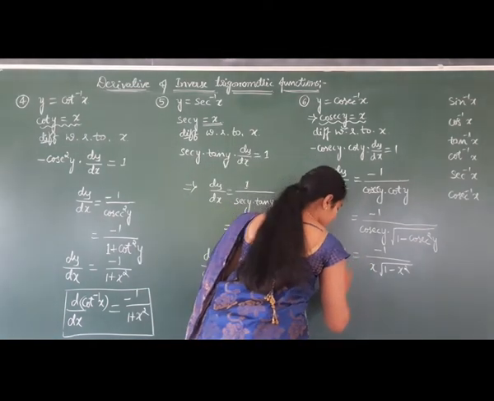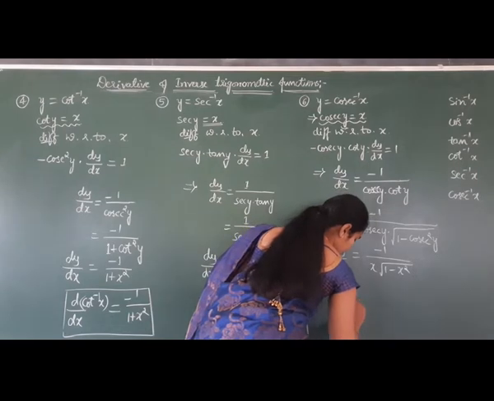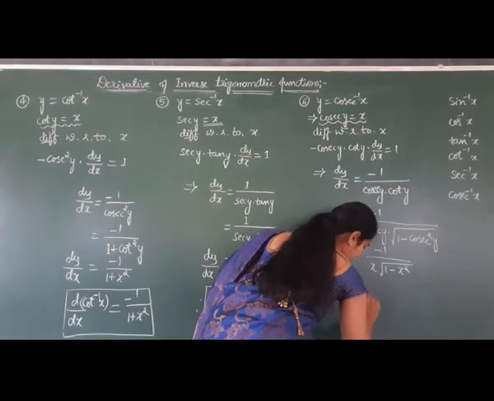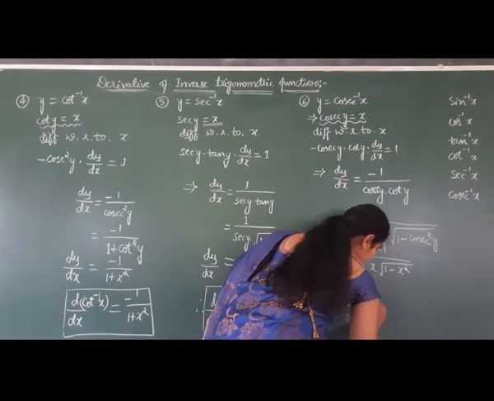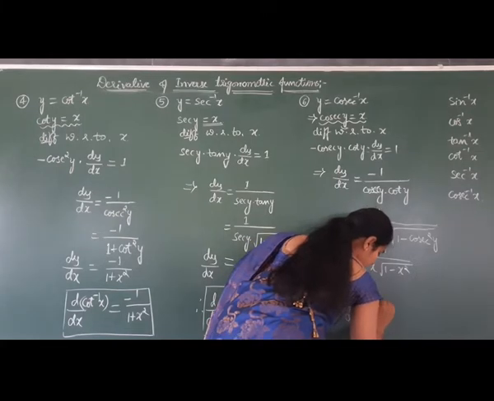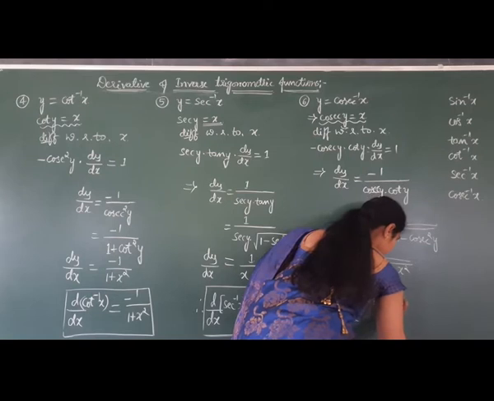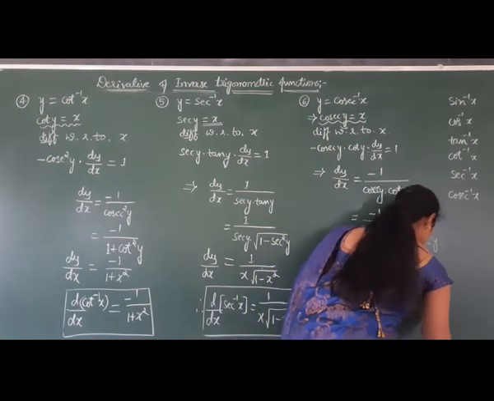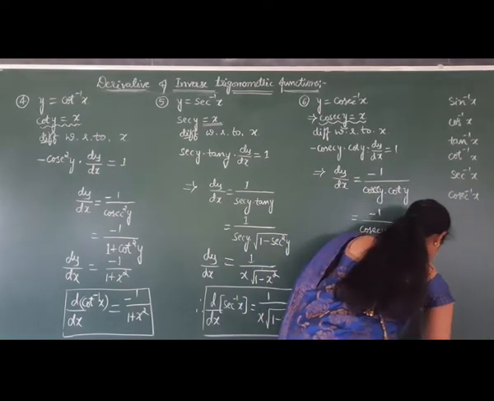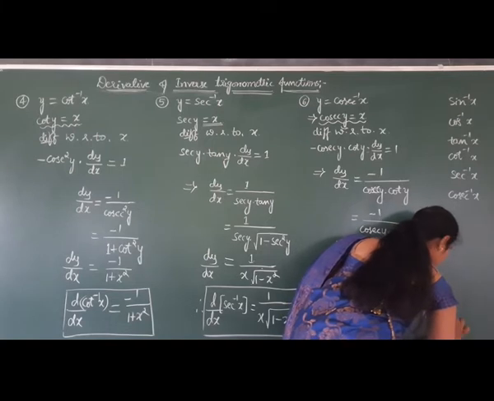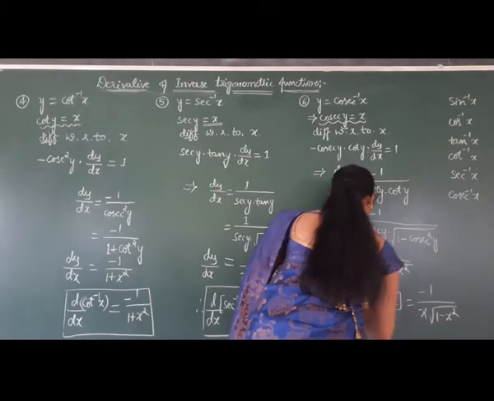Okay? So therefore d by dx of cosecant inverse x is equal to minus 1 divided by x into square root of x square minus 1.